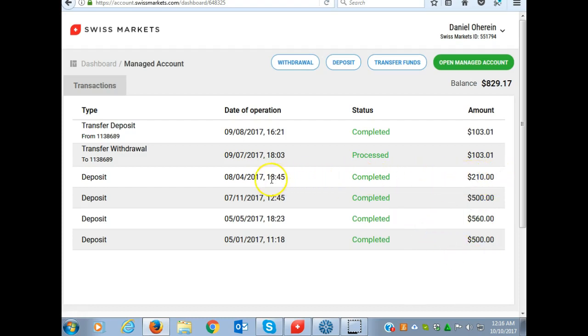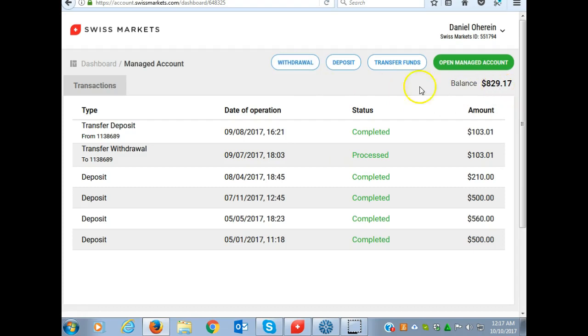And this deposit is done to my second account. But my first performance fee was just 103. This was earned in the month of September, but I didn't do anything with it until August, so I reinvested this money. If you have your profit deposited in your managed account, you can always reinvest this money. You can also withdraw it here.